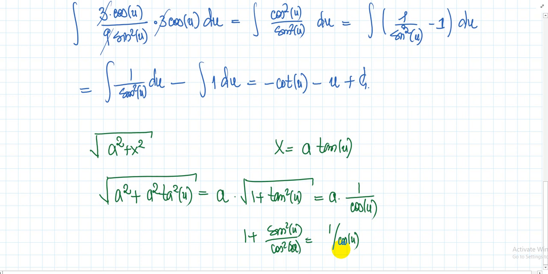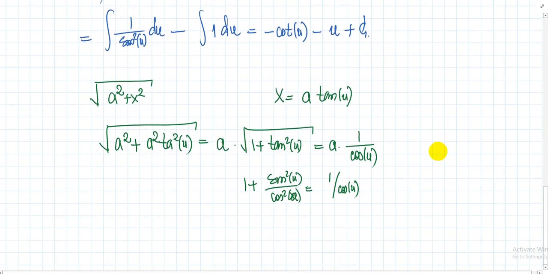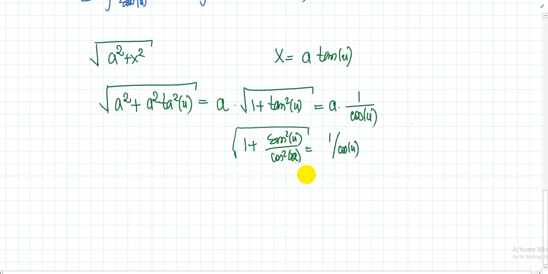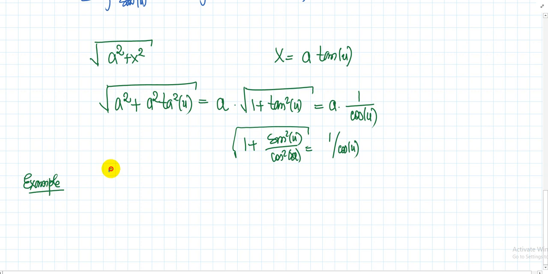So let's do one exercise. Cosine of u, because you took the square root, right? Sorry. Okay, so let's do an example. The integration of 1 divided by x squared multiplied by the square root of x squared plus 4 dx.